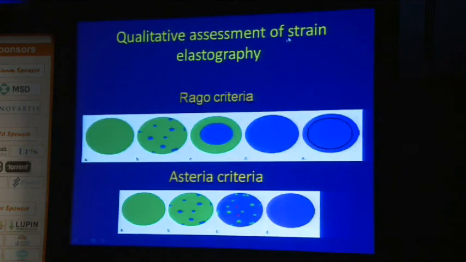There are 2 qualitative assessment methods which are available. They're almost the same, just that one is a 5-point grading system, another one is a 4-point grading system. As we go from green to blue, the tissue is stiffer.